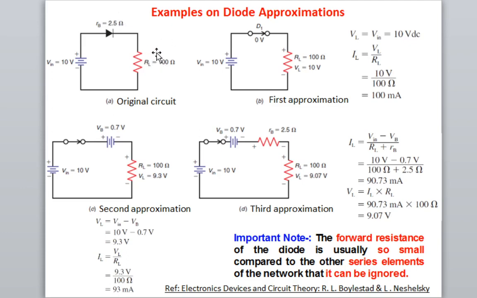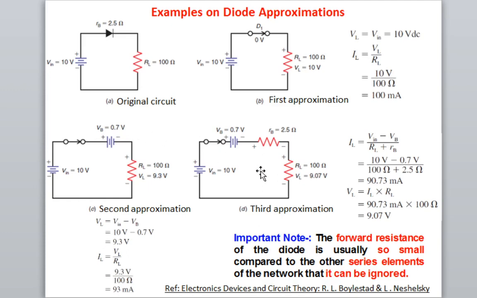And here I have taken 100 ohm. It may be 100 kilo ohm. It may be 200, 300, 500, 1000, 2000, any value. In most circuits, practically, the load resistance is of the order of kilo ohm and this is of the order of 1 or 2 ohm. So that is why in most circuit analysis in our coming classes, we will ignore this resistance. It means it can be ignored. So we have to apply only the second approximation, not the third approximation.